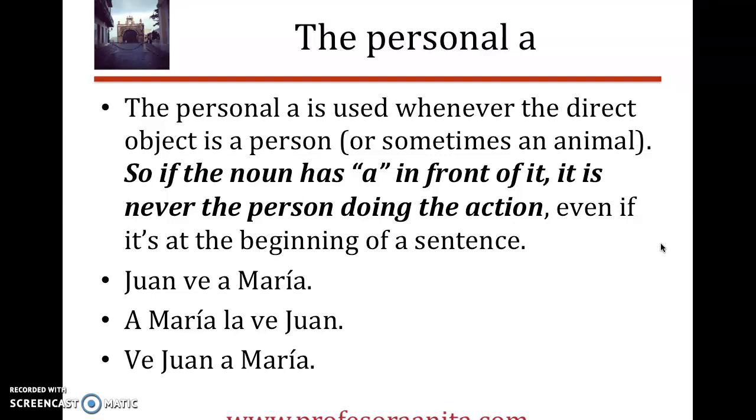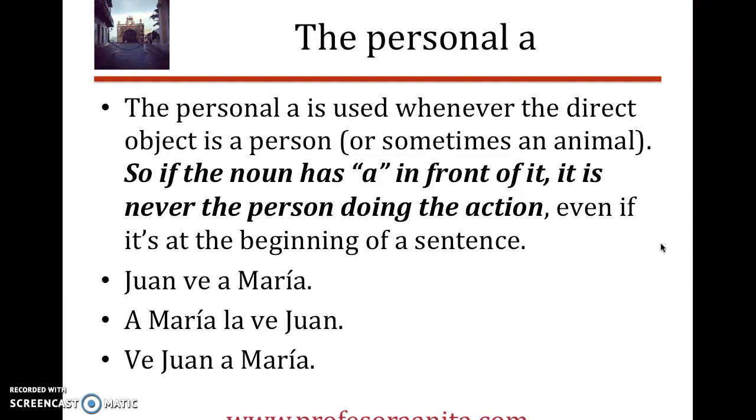Now, are they all used in identical contexts? No, there are different reasons why you might change the word order around in Spanish, mostly having to do with where you want the emphasis to be. Juan ve a María is the most traditional word order. If you wanted to emphasize María, you would put María at the beginning of the sentence, and if you want to emphasize the verb, you could put the verb at the beginning of the sentence. If you want to emphasize the subject Juan, then you would do the same thing, that third sentence there. So mostly that's for emphasis.